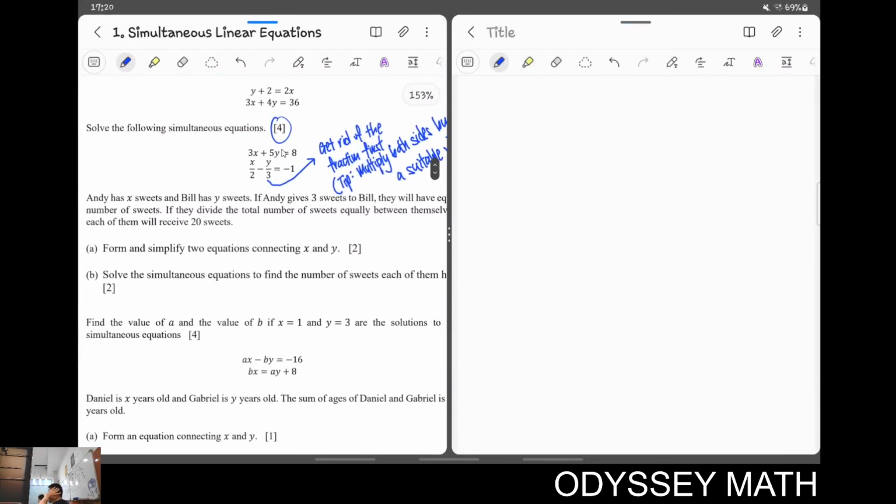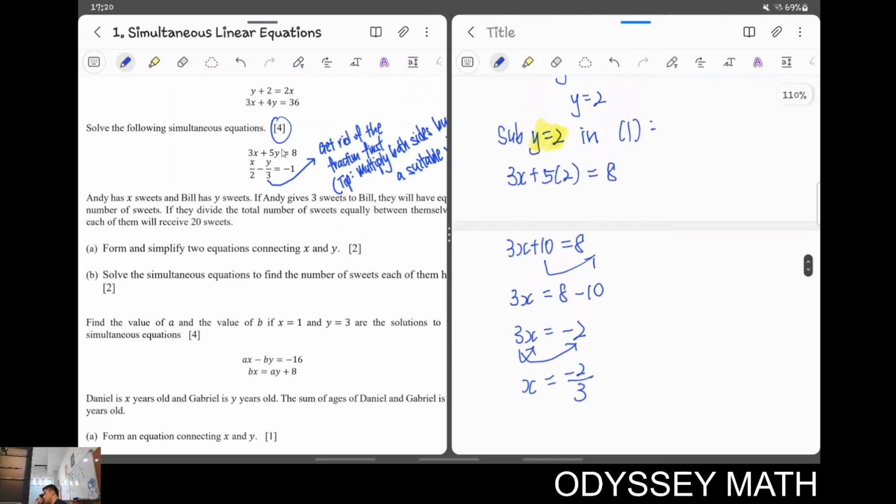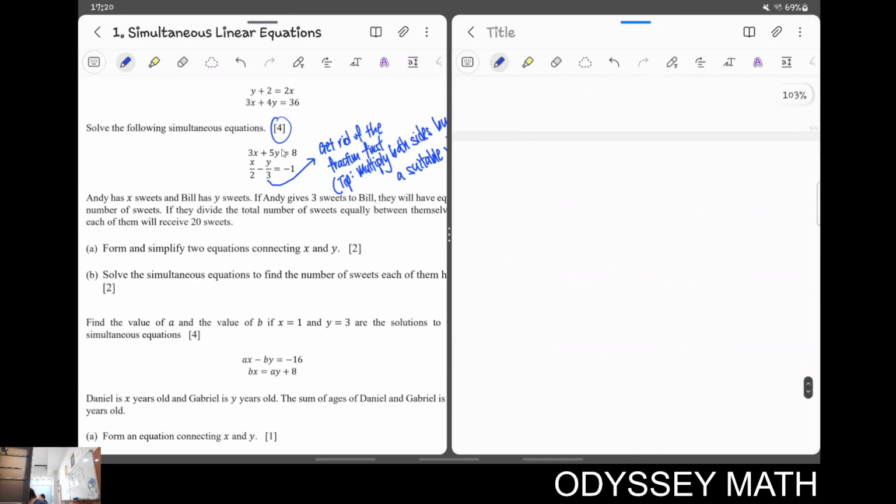So Andy has X sweets and Bill has Y sweets. Oh, I see someone hasn't finished copying yet, so it's okay. I'll show you here. Finish. Okay. So do you understand so far?